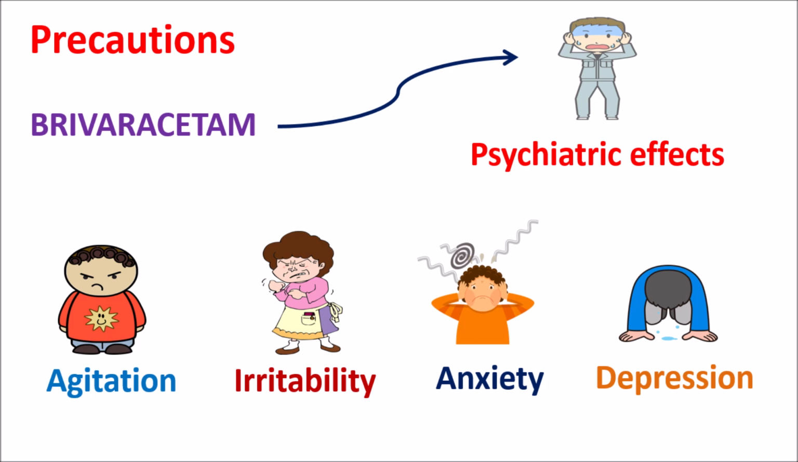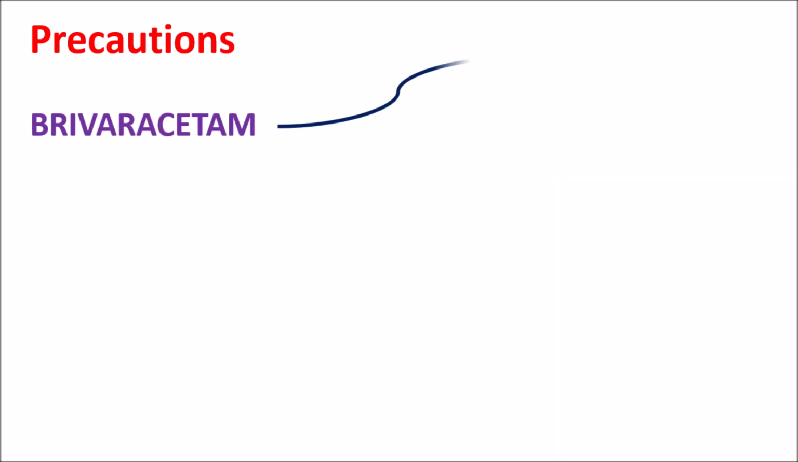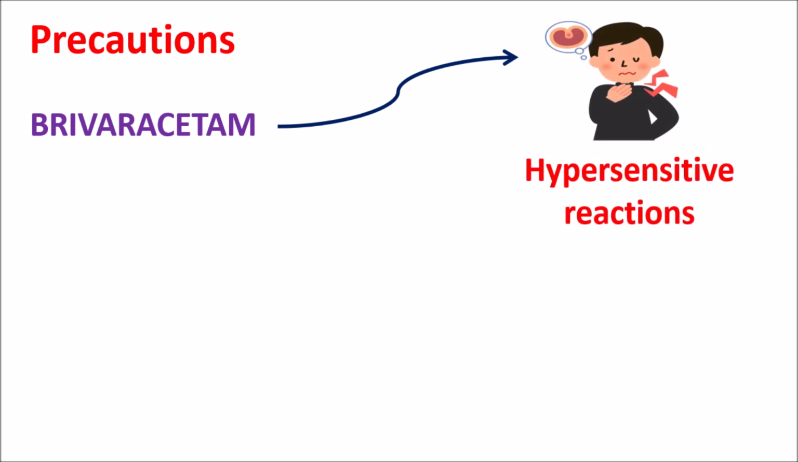In such people, the dose of the medication may be reduced. Otherwise, in case of serious side effects, this drug may be replaced with other antiepileptic agents. Unless there is a serious side effect, the dose of brivaracetam should not be suddenly stopped. It should be slowly tapered over a few days in order to avoid any sudden induction of seizures in people. Just like many of the antiepileptic agents, brivaracetam can also produce some hypersensitive reactions.